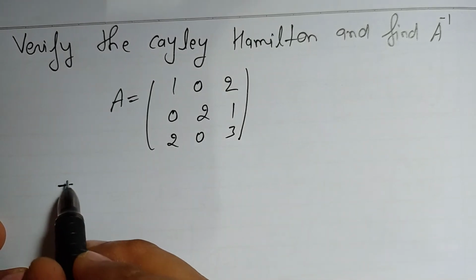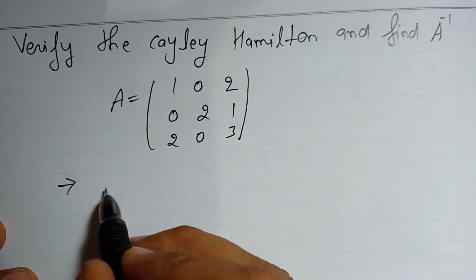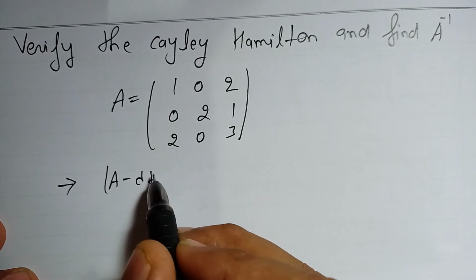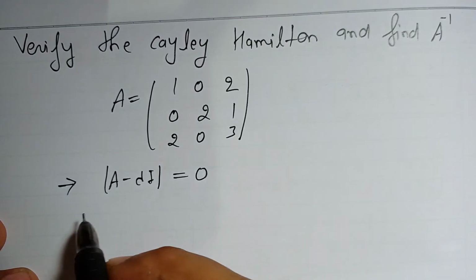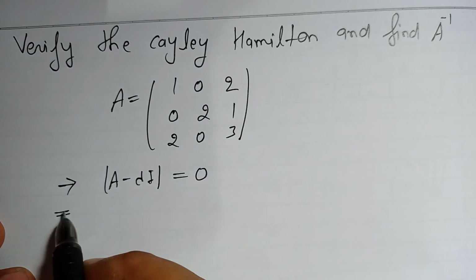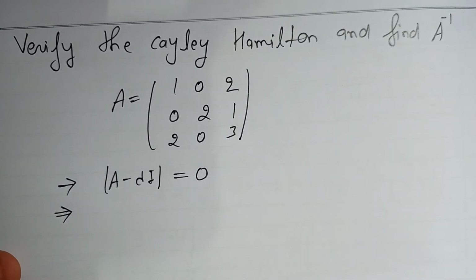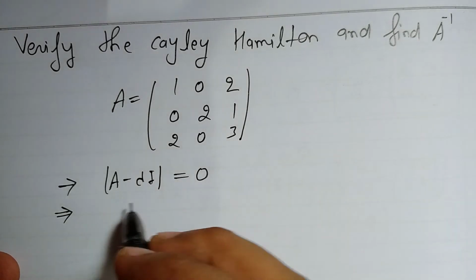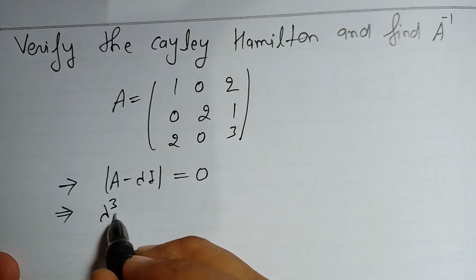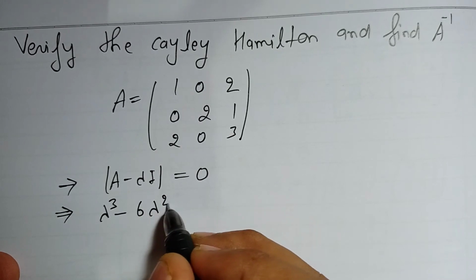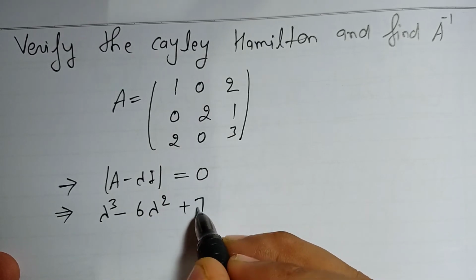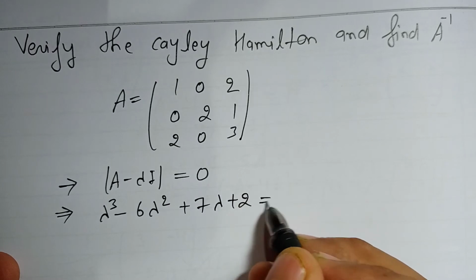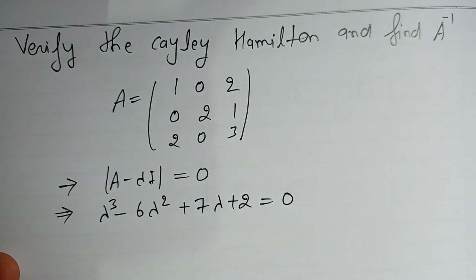So what we do, first we'll find the characteristic equation, determinant of A minus lambda I equal to 0. For finding the characteristic equation, please refer to my previous video. The link of that video I'll give in the description box. So it will be lambda cube minus 6 lambda square plus 7 lambda plus 2 equal to 0. So this is the characteristic equation. Since A is a 3x3 matrix, we get a cubic polynomial.